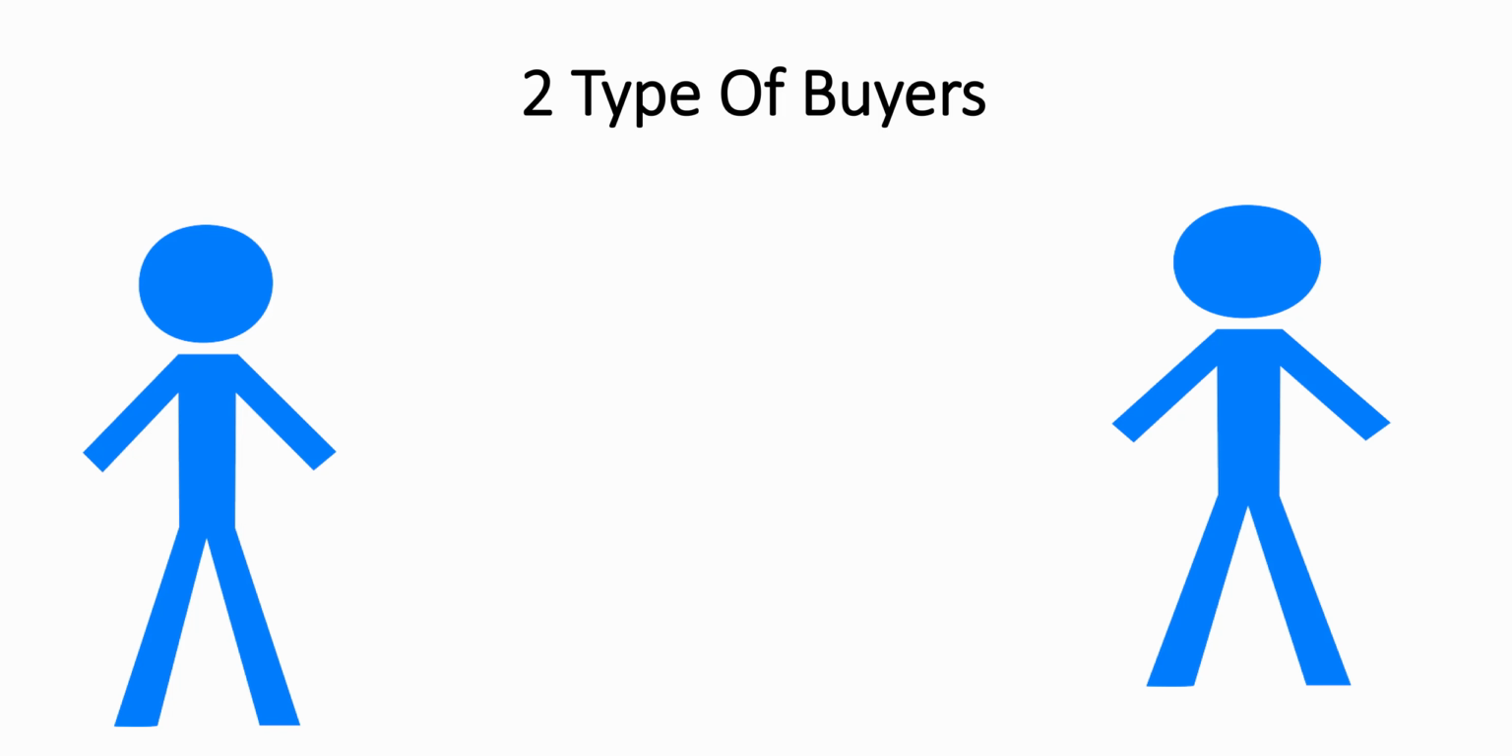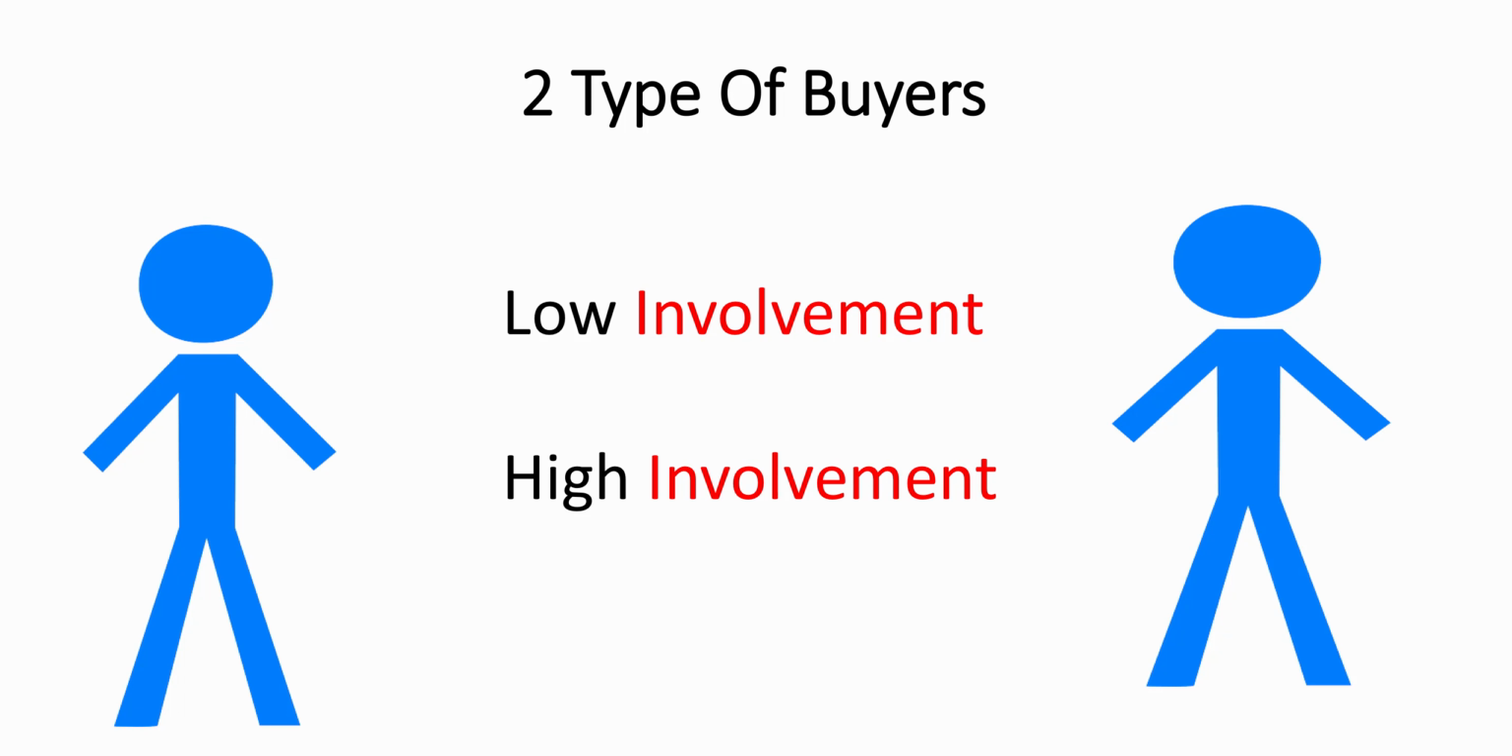Quite simply, there are two types of buyers, and these are the buyers that you're going to target. The first type is a low involvement buyer. The second type is a high involvement buyer. So what is the difference between the two?